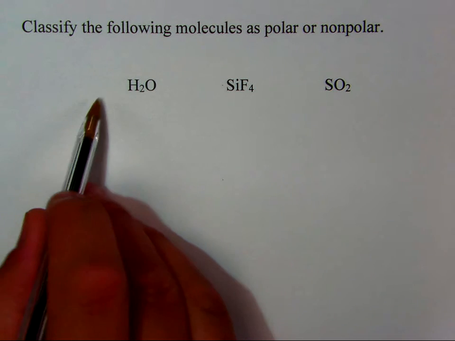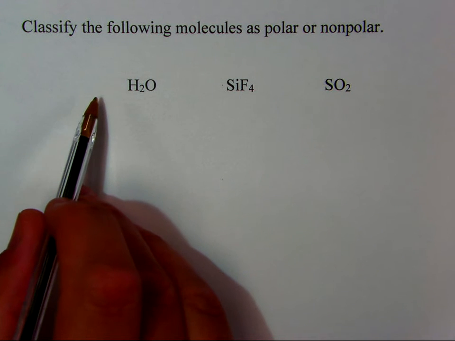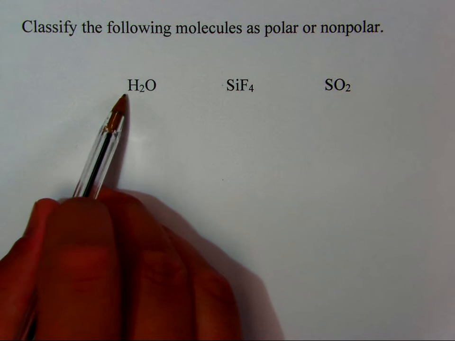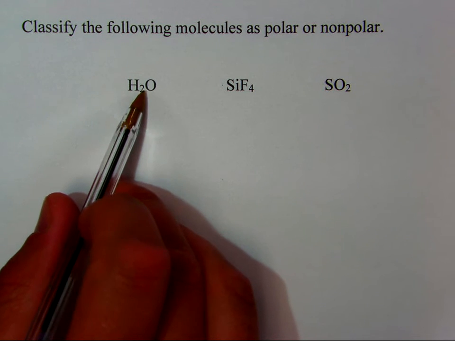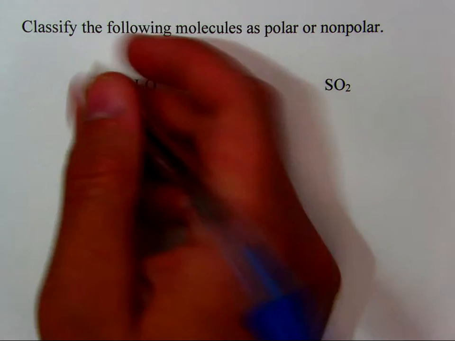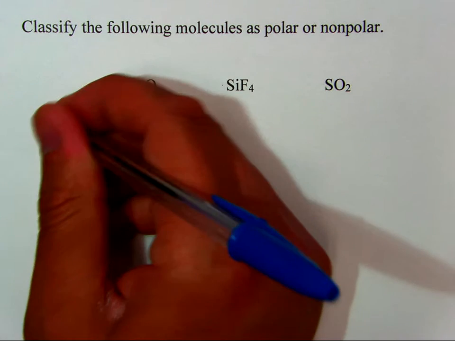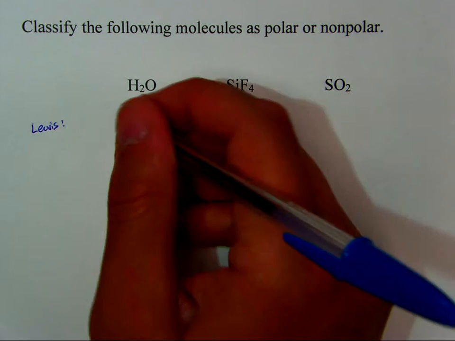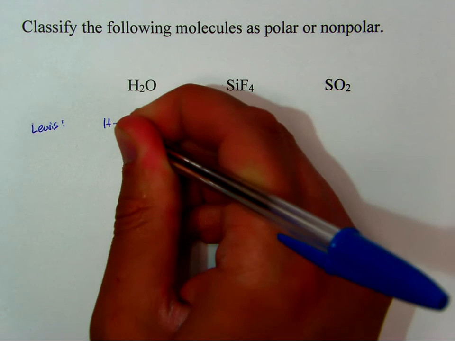Okay, the first thing you want to do when you think about this is you want to get to where you know the shape of the molecule. You might be able to jump straight from the formula to the shape. You might need to go through a Lewis structure first and then draw a shape based on that. So let's practice drawing a Lewis structure first, and then we'll do a shape. So for each case, we're going to put our Lewis structure here. For water, that's going to look something like this.